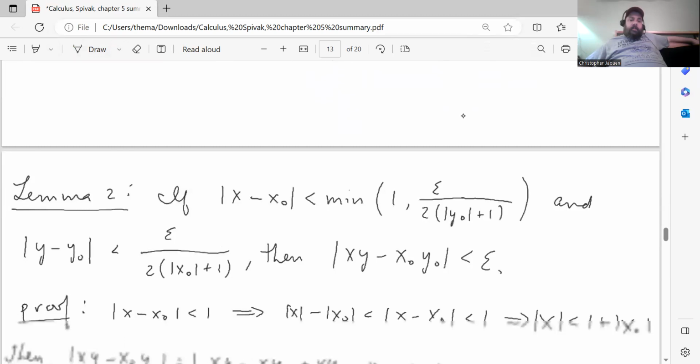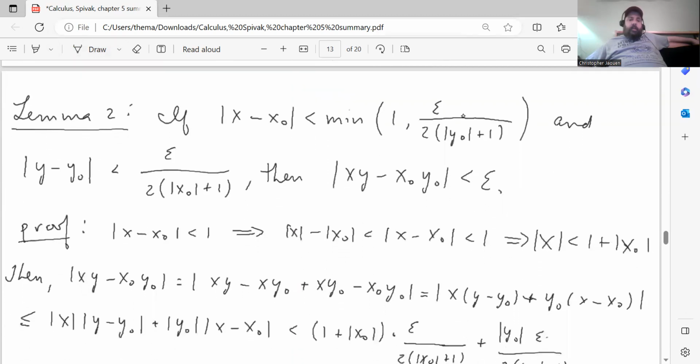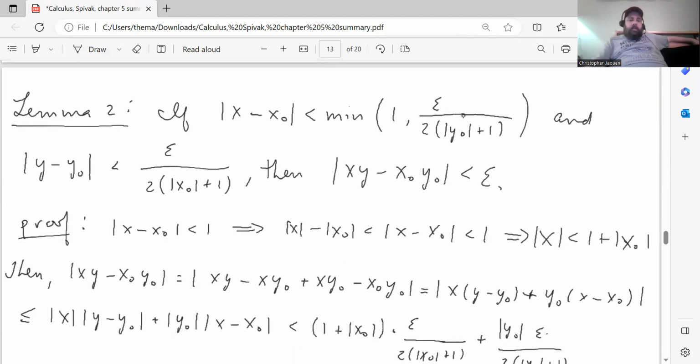Right? There's a similar idea for lemma 2. So lemma 2 says if absolute value x minus x0 is less than the minimum of 1 or epsilon over 2 times, in parentheses, absolute value y0 plus 1, and absolute value y minus y0 is less than epsilon over 2 times, in parentheses, absolute value x0 plus 1, then absolute value xy minus x0 y0 is less than epsilon. Right? So let's go through the proof.